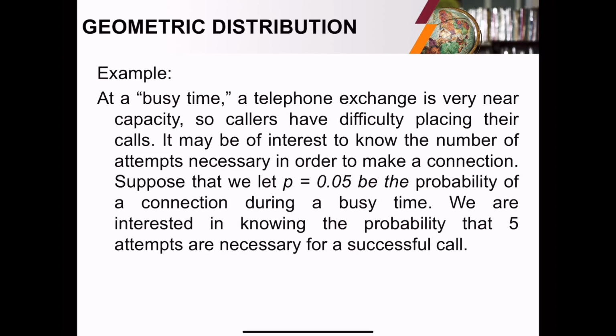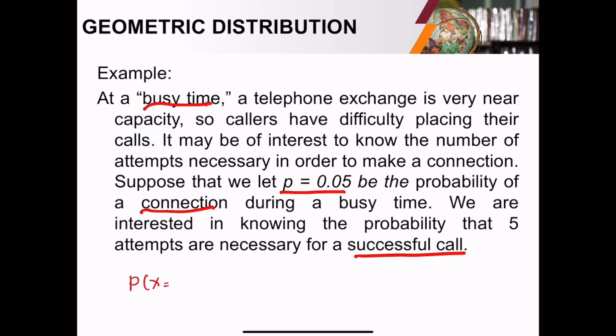Okay? At a busy time, a telephone exchange is very near capacity, so callers have difficulty placing their calls. It may be of interest to know the number of attempts necessary in order to make a connection. Suppose that we let p equal 0.05 be the probability of a connection during a busy time. So, this is the chance that when you call on a busy time, your call will go through. We are interested in knowing the probability that 5 attempts are necessary for a successful call. So, again, the probability of x equal to 5.